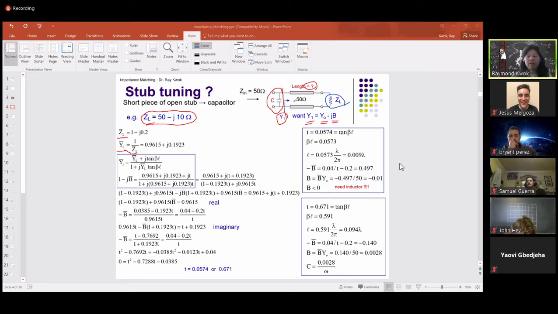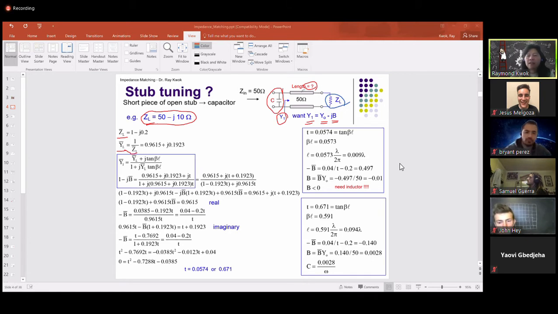Is that clear? Okay, for the two-element or two-step tuning, you always want the first element to cancel something, usually the real part. And then you want the second element, in this case your capacitor, to cancel the imaginary part. Okay, did I make myself clear?